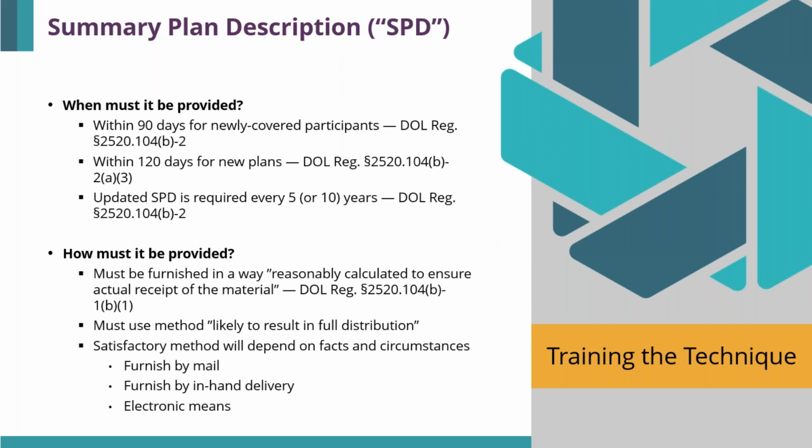The summary plan description for any new employee must be provided within 90 days when they first become eligible. If it's a new plan, it must be provided within 120 days. And then an updated SPD must be provided every 5 to 10 years, depending on how many changes there were to the plan. So again, as I indicated, it must be provided. It must be furnished in a way reasonably calculated to ensure actual receipt of the material. So it can be hand delivered, it can be furnished by mail, or it can be done by electronic means. What does that mean? It can be emailed or posted.